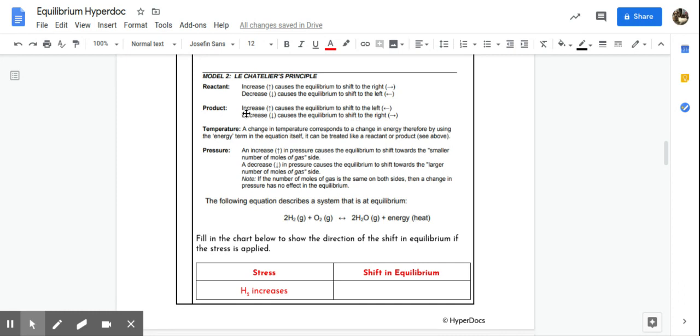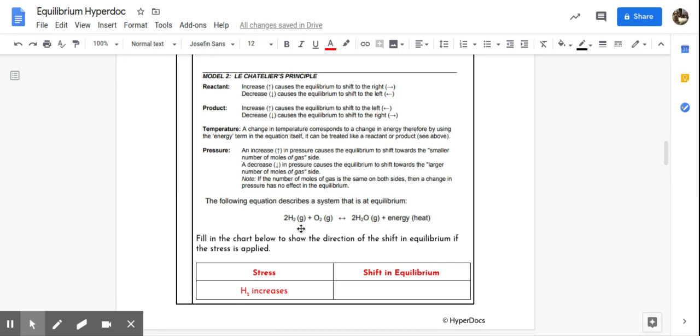So that brings us to pressure. Now, pressure is a little bit different, because for pressure you have to measure the moles of gas. So let's just read what it says. An increase in pressure causes the equilibrium to shift towards the smaller number of moles of gas. A decrease in pressure causes the equilibrium to shift towards the larger number of moles of gas. So what you do is you look at your reaction. Here, everything is a gas, all right, except for the heat. In some reactions, you might have some liquids, some aqueous solutions, or some solids, and you just ignore those for purposes of pressure. But here, everything is a gas.